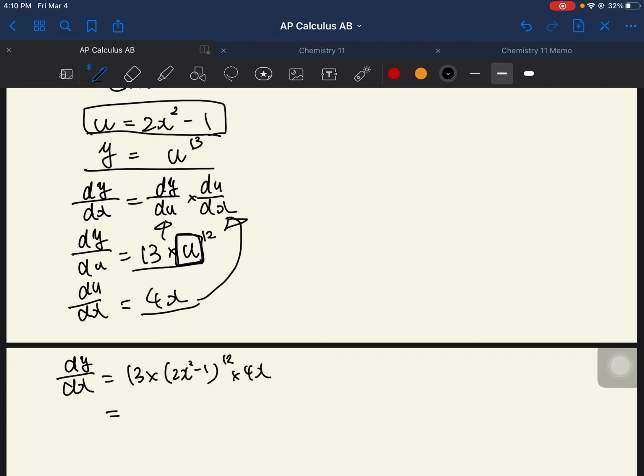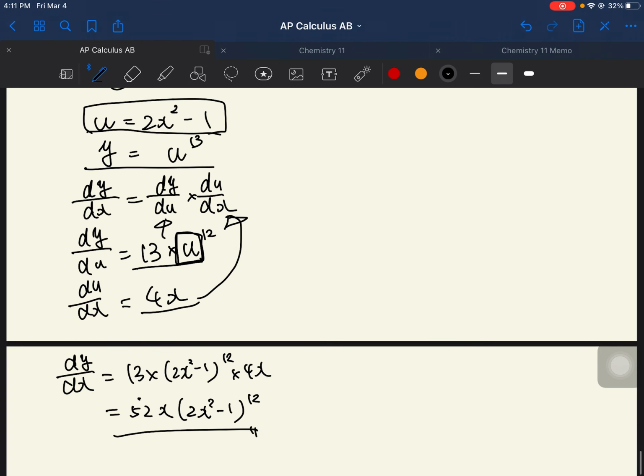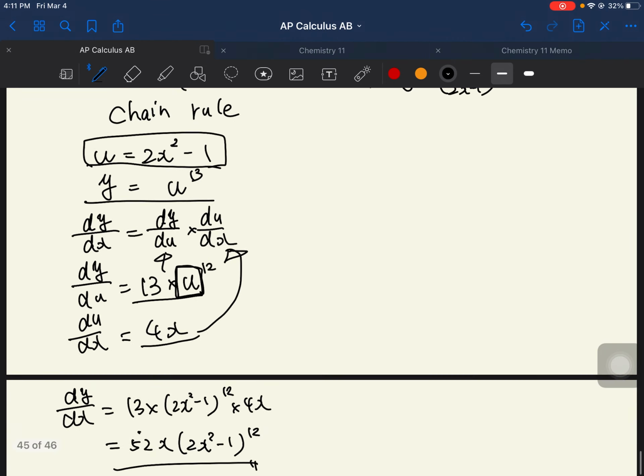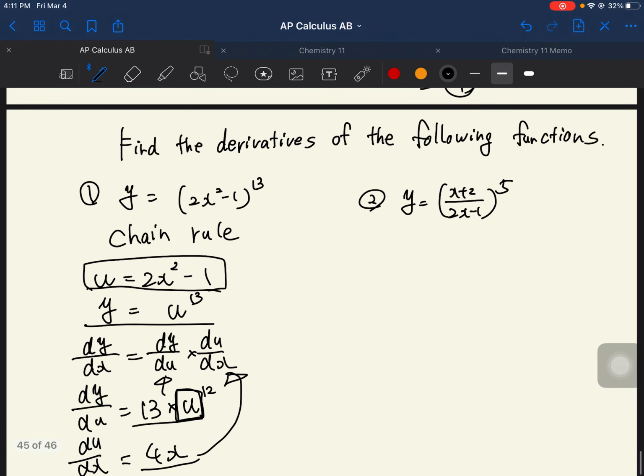Let me simplify it. This is 52x times (2x² − 1) to the power of 12. That's it. So let's work on one more question this time. Again, to solve this question, I use chain rule again. So what do you put as u?